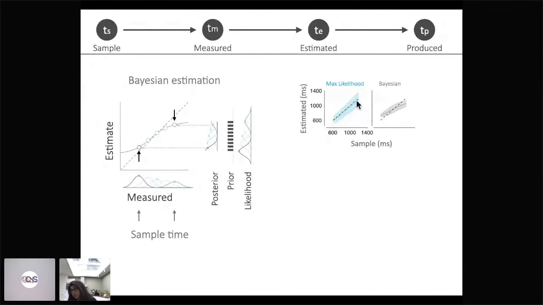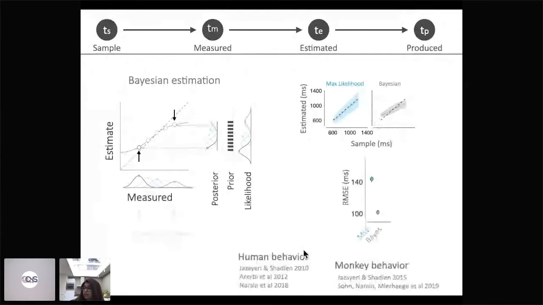You're pretty accurate, but the way we've modeled this, because of scalar variability, your variability is fanning out of control. Whereas in the Bayesian case, you may be biased here a little bit on the edges, but you have squashed a lot of your variability. And that means that the root mean squared error, which is a combination of both bias and variability, drastically reduces in the Bayesian case. And that is what we're referring to in this particular case as statistical optimality.